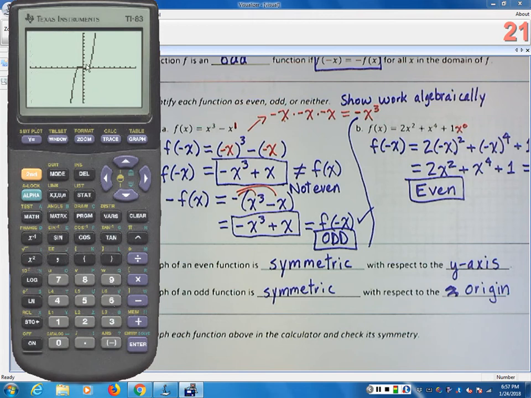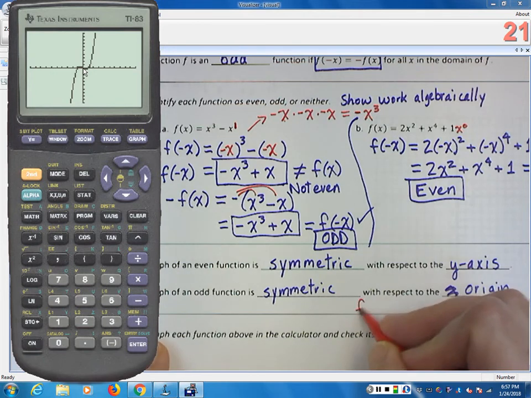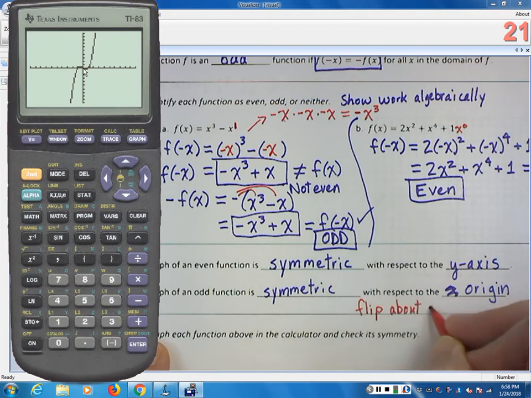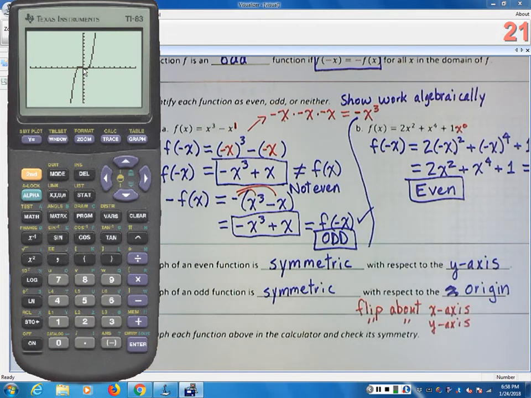And that was an odd function. It's symmetric about the origin. Symmetric about the origin means you can take half of it, flip it about the x-axis, and then flip it about the y-axis, and it lands on itself. If I take this half, flip it about the x-axis down here, and then the y-axis, it lands on itself.